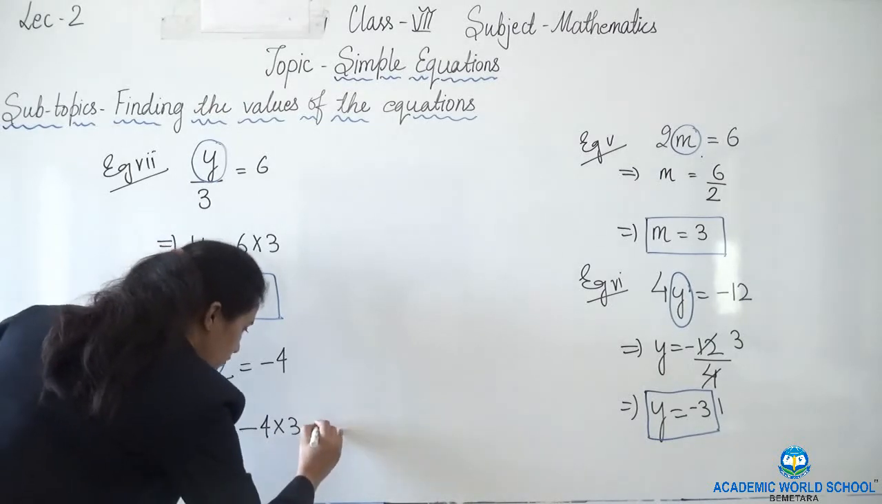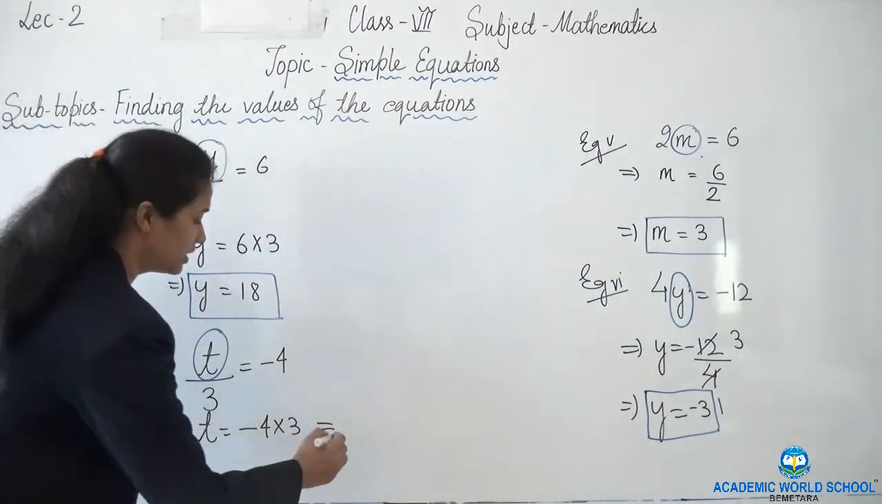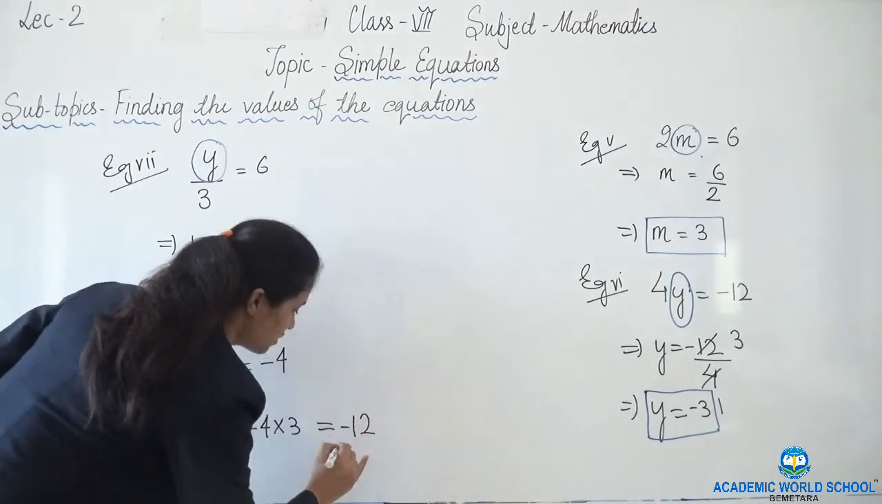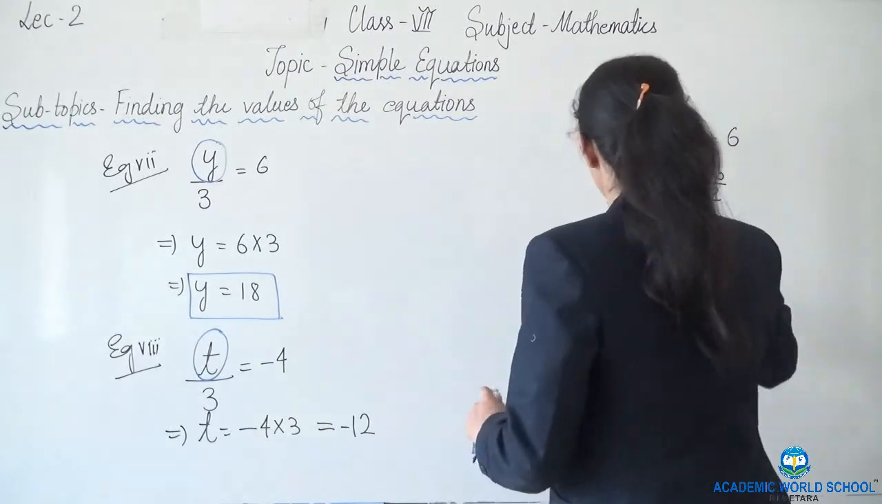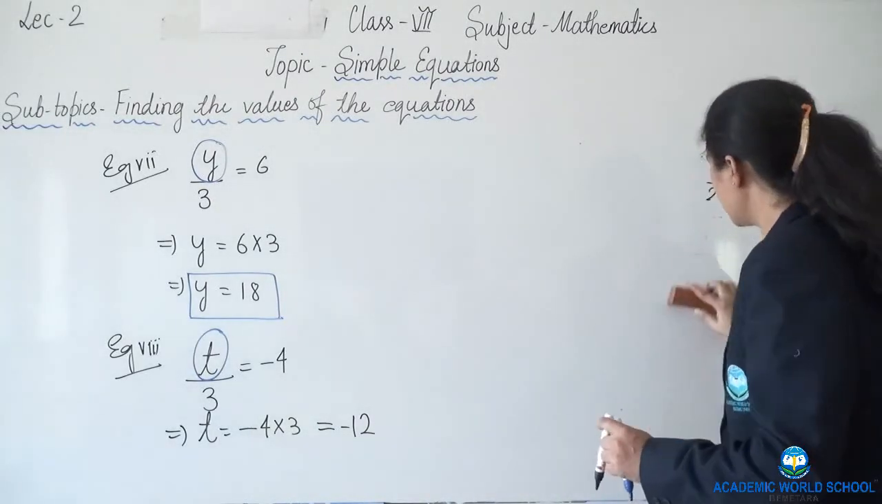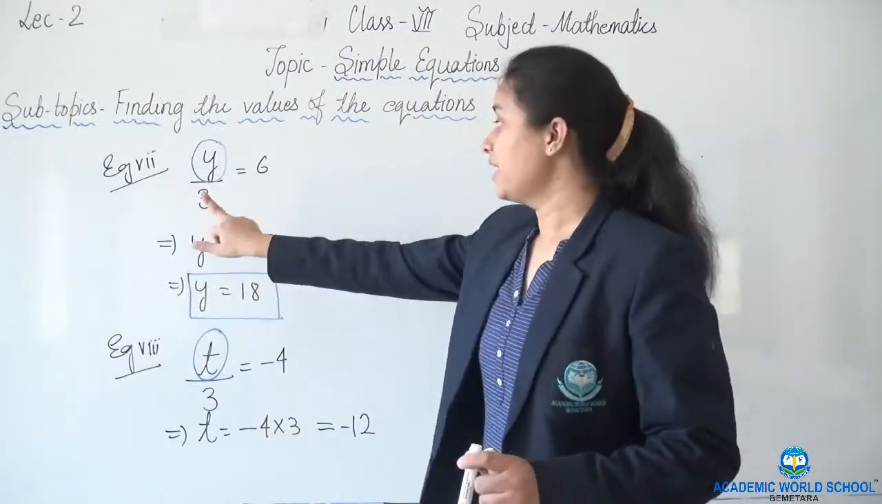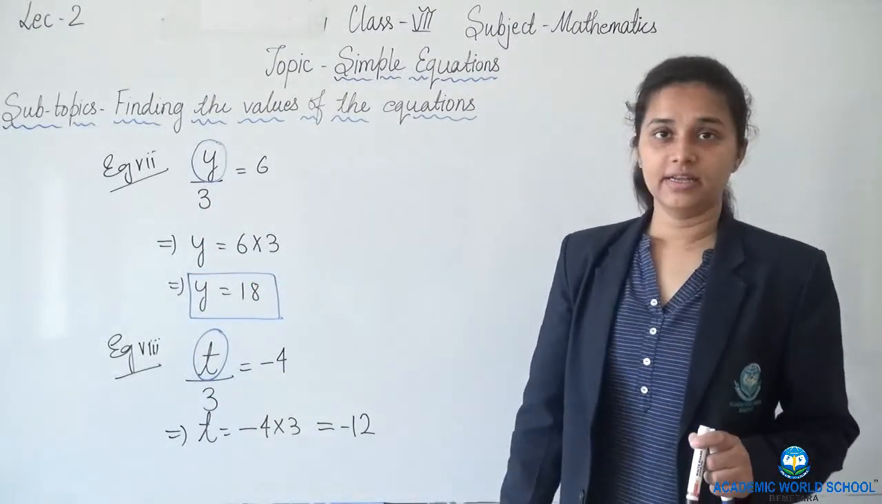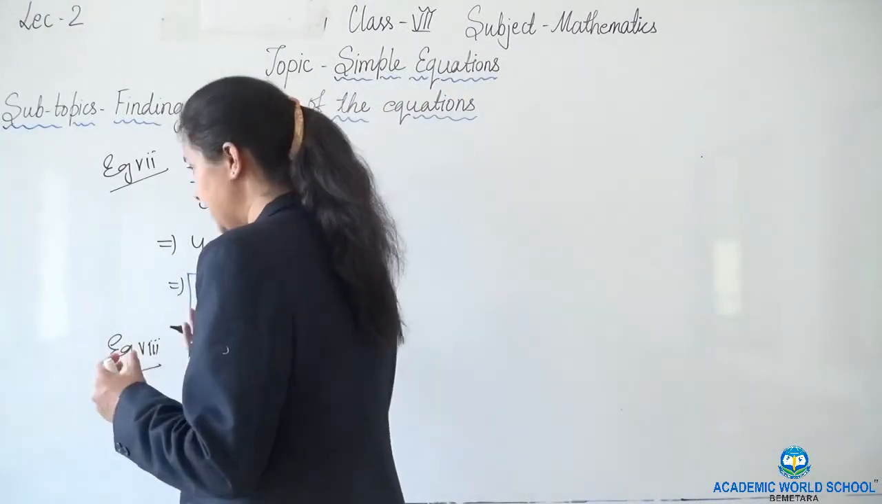So how will we do it? First we will multiply the numbers. 4 into 3 we get 12, and plus into minus we get minus. So what we have learned just now is when a dividing number changes its sign, it will be multiplied.